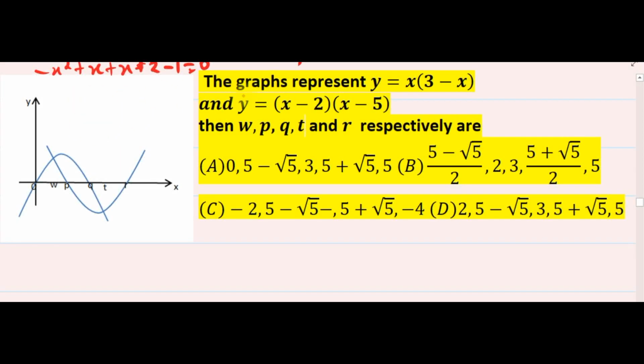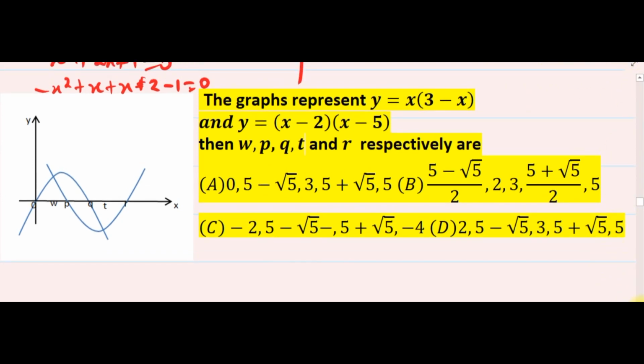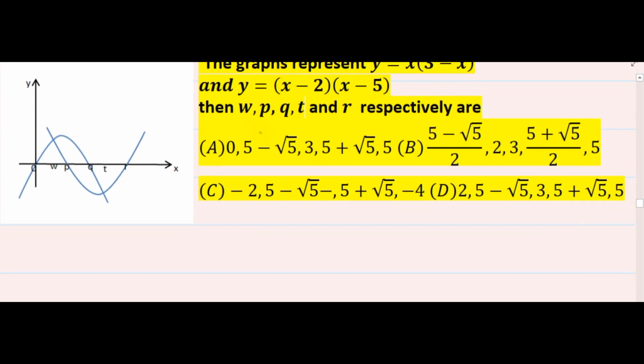The graph here represents y equals x times (3 minus x), and then we are asked to find all these respectively. The equation is simple, it's just a tricky one. So what we have to know is that we have two quadratic graphs here, one concave up, the other one concave down.